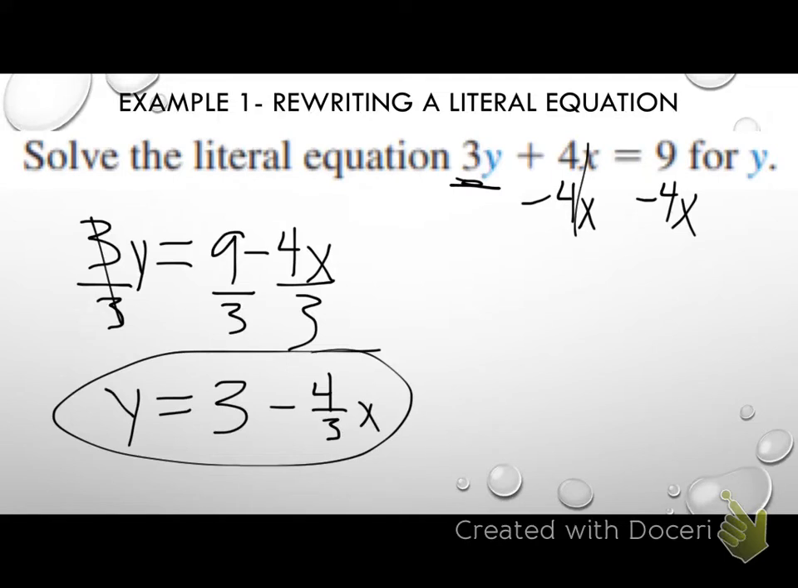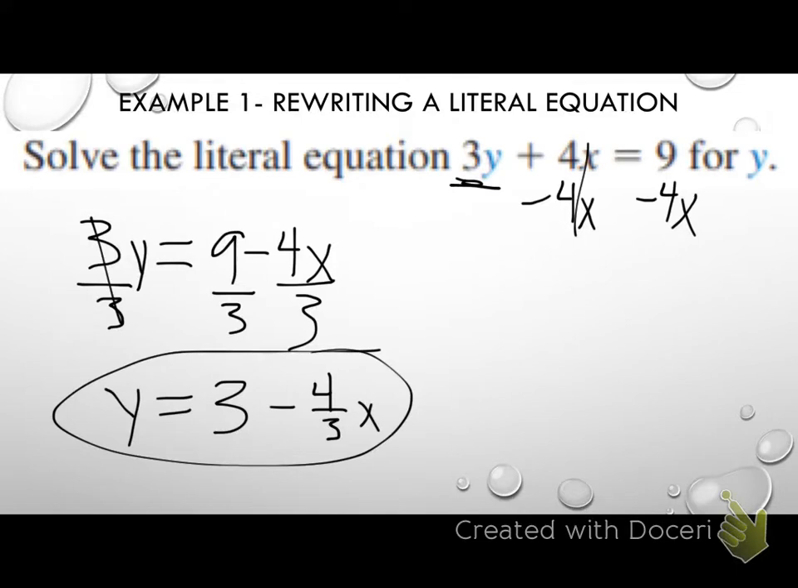So our answer is not just going to be a number. Our answer is going to contain all the variables. We're just rearranging our equation to get a certain variable by itself. So like I said, we're used to seeing a variable equals some number. Our answer is going to contain the other variable though as well. So here we get y equals 3 minus 4 thirds x. Any questions about that?